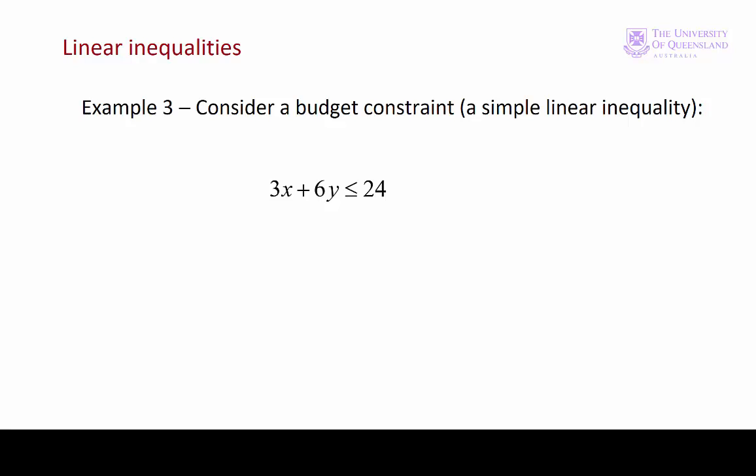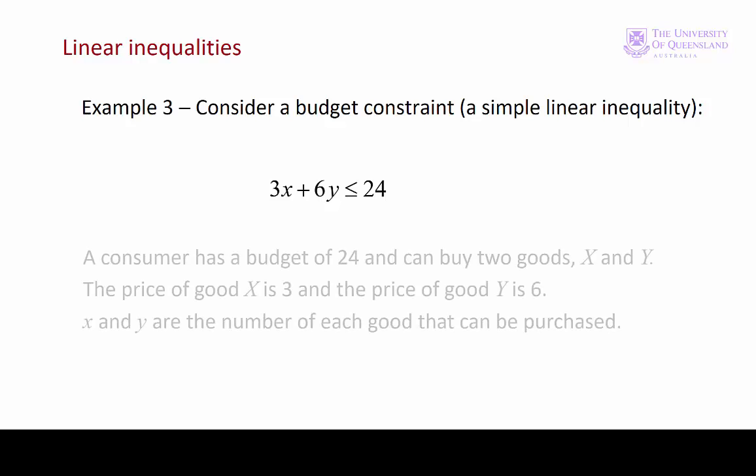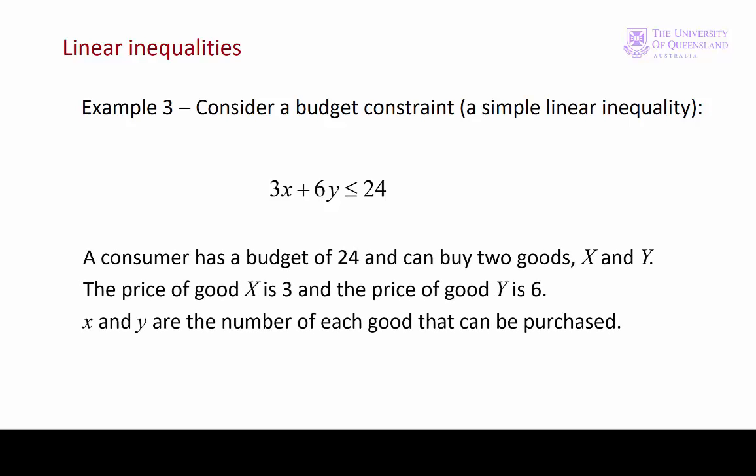A special type of linear function that's quite common in economics is the linear inequality. For example, here we have 3x plus 6y is less than or equal to 24. This is often in the form of a budget constraint, where in this case we have two goods, x and y. The amount on the right-hand side is the budget, the amount the consumer has to spend.